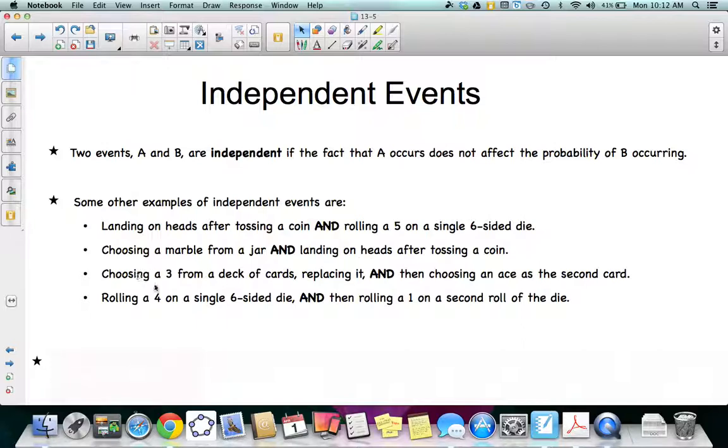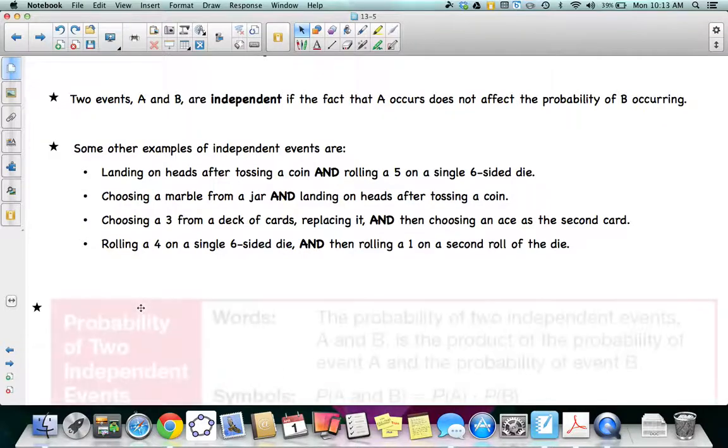Choosing a three from a deck of cards, replacing it, meaning putting it back, and then choosing an ace as a second card. Once you put the card back, it becomes an independent event because now it will not affect the outcome when you choose an ace for the second card in the second event. Rolling a four on a single six-sided die, and then rolling a one on the second roll of a die. Again, the roll on the second die will not be affected by the roll on the first die. They are two completely independent events, and those are some examples of independent events.